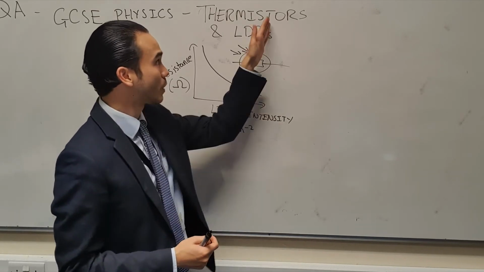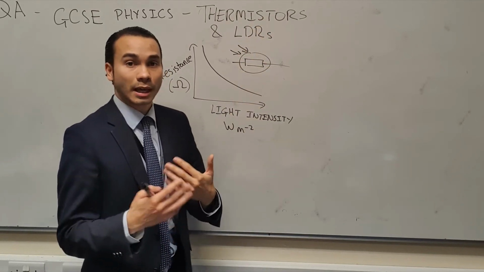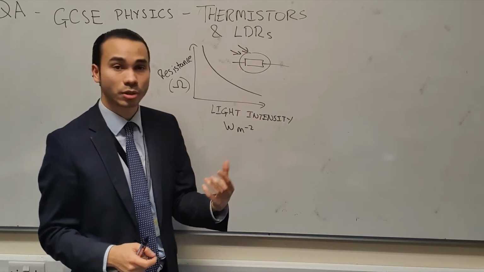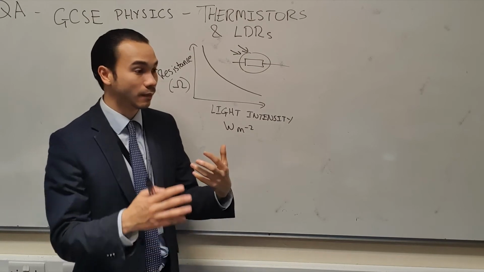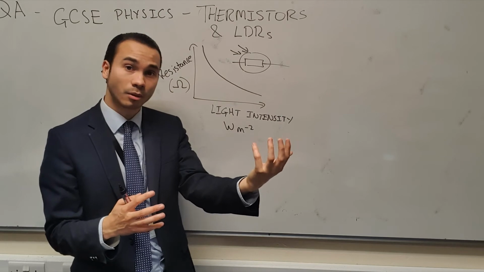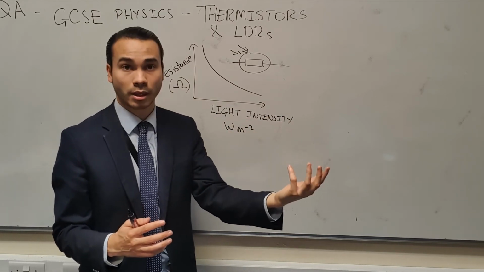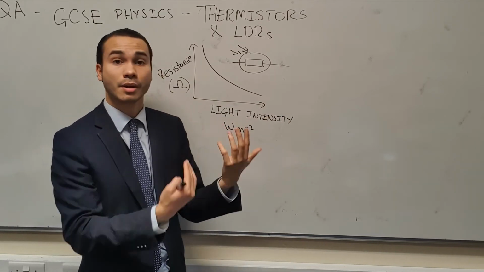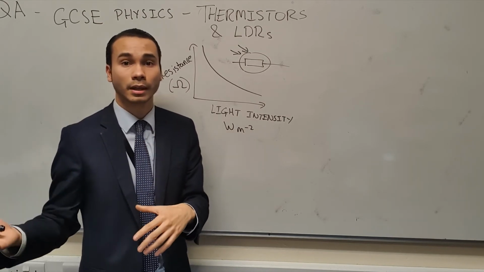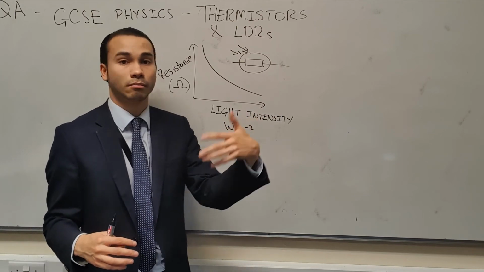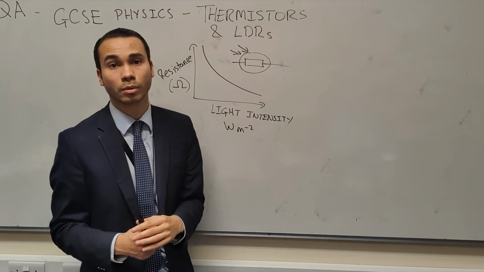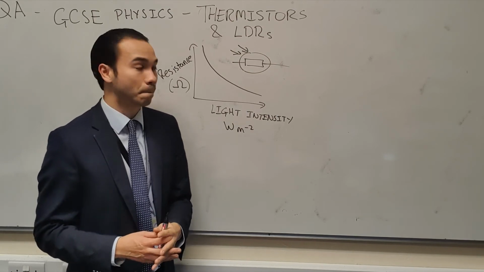Same thing with a thermistor. A thermistor can be used in your homes to detect the temperature of your homes, and if it gets below a certain temperature, the heating may turn on or turn off, or the air conditioning may turn on or turn off, depending on what the thermistor records. Its resistance will be dependent on that external temperature, and therefore it can turn on a circuit or turn off a circuit to allow heating or cooling to occur in your homes.